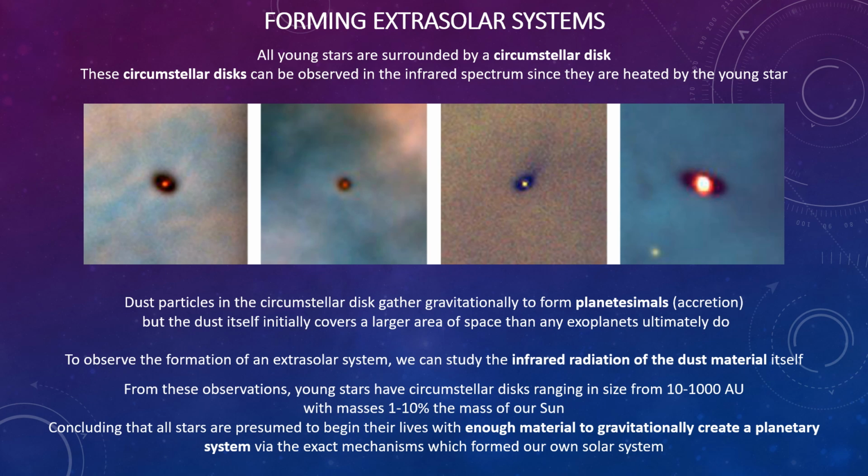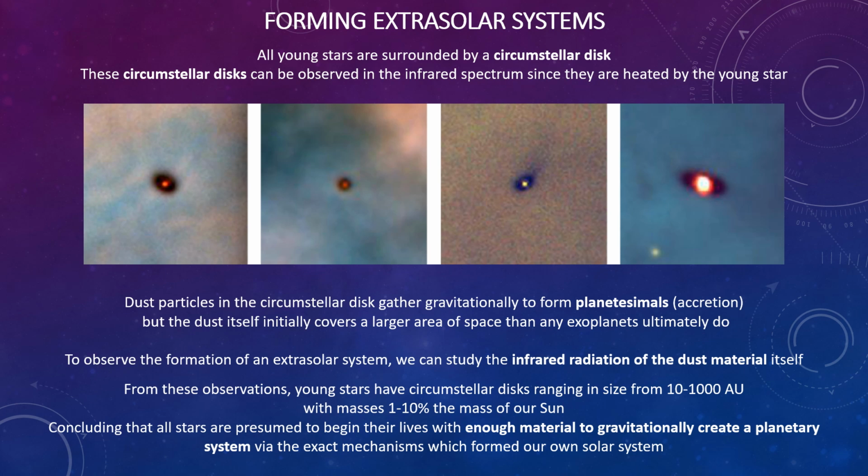But the dust itself initially covers a much larger area of space than the exoplanet systems ultimately do. To observe the formation of extrasolar systems, we study that infrared radiation of the dust material itself. And from observing that material, we can conclude that young stars have circumstellar disks that range from anywhere from 10 to up to 1,000 AU. That's pretty large distance. For reference, Neptune is at about 40 AU in our solar system, if you remember.